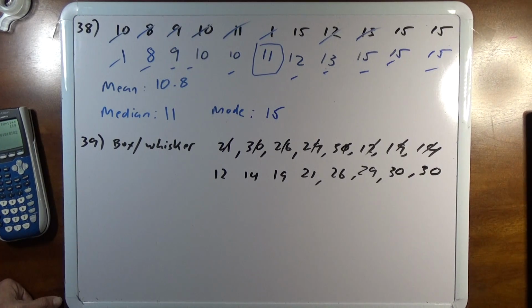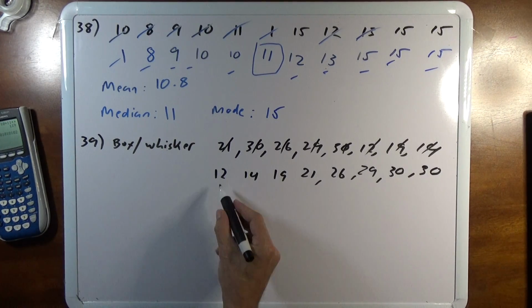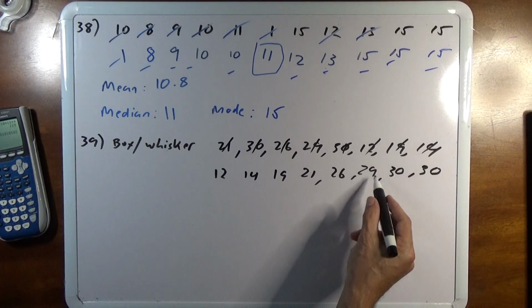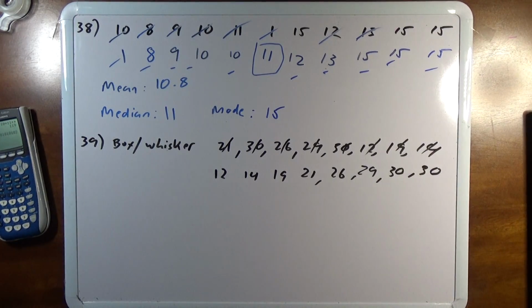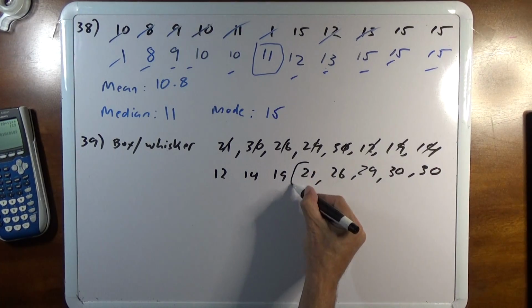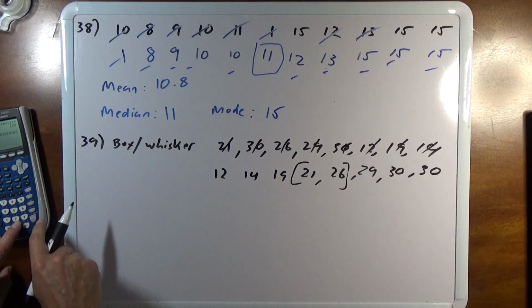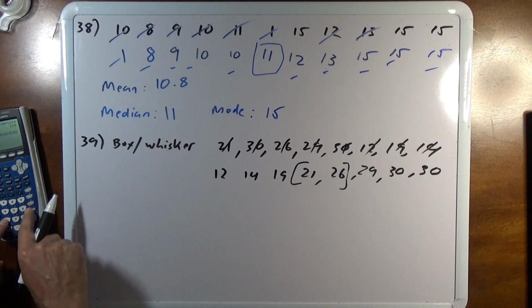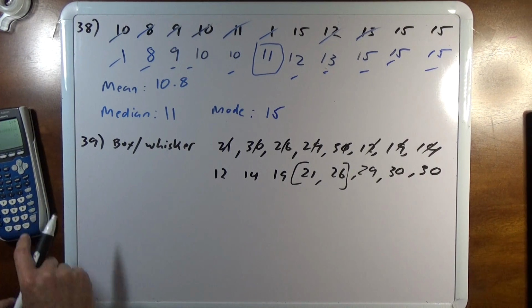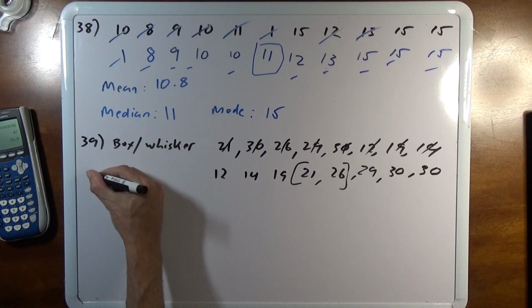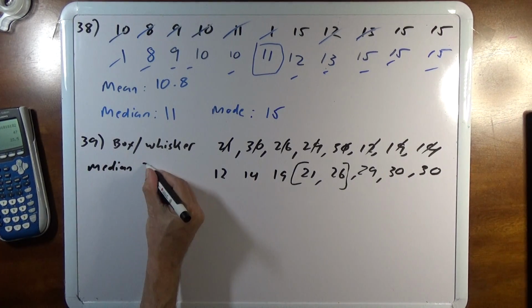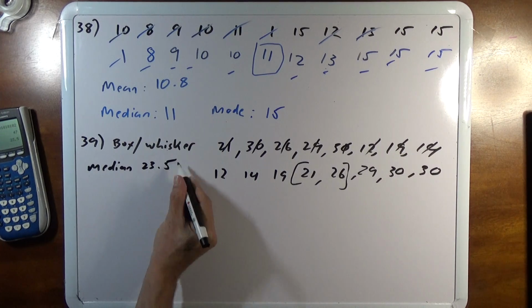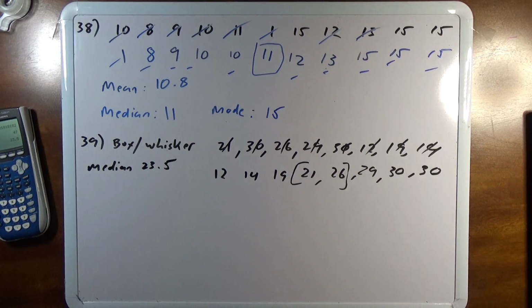It does. Okay, so what do I need? My median. I have 1, 2, 3, 4, 5, 6, 7, 8. So since I have 8 elements in the set, then I have to take the middle 2 and average them. Add them up, divide by 2. So I'll write them out. The median is 23.5.